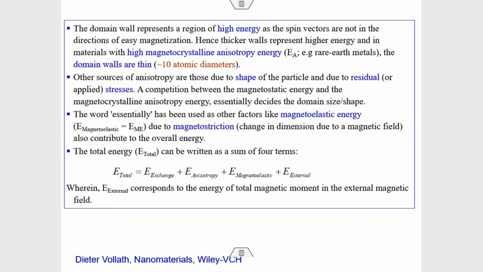So domain walls represent a region of high energy, right, as the spin vectors are not in the direction of the easy magnetization. Hence, thicker walls represent higher energy, and materials with high magnetic crystalline anisotropy have very thin domain walls. What is the meaning of magnetic crystalline anisotropy? That is what I discussed already.